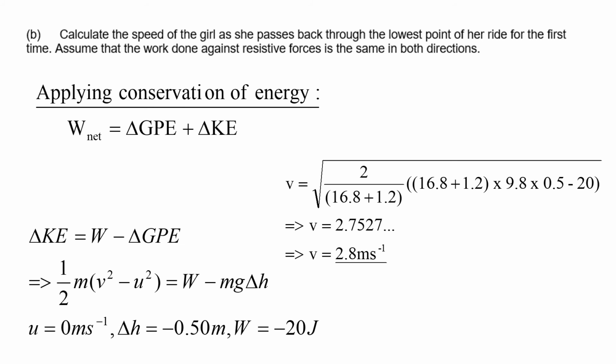One of the most common ways people went wrong with this is they just completely ignored the work done against resistive forces and got themselves 0 for this question because they weren't paying attention. But you have to make sure you factor it in as well.